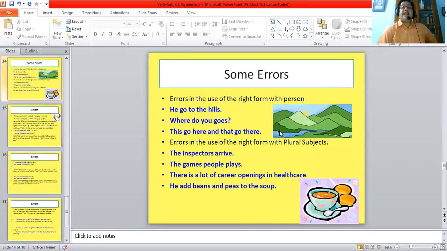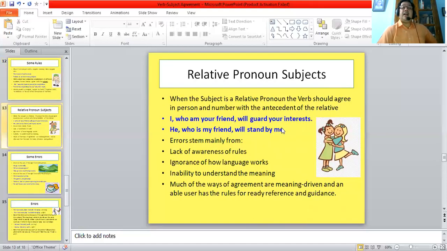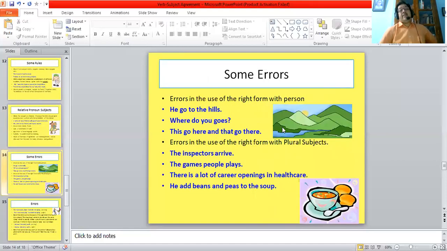Now we are going to look at a lot of errors. Let's consider some errors. Now, as I have said, subject-verb agreement is a fertile ground for a lot of mistakes. Often people don't understand that the verb and subject should agree in person or number or both, or in what ways they should be using the exceptions or norms.